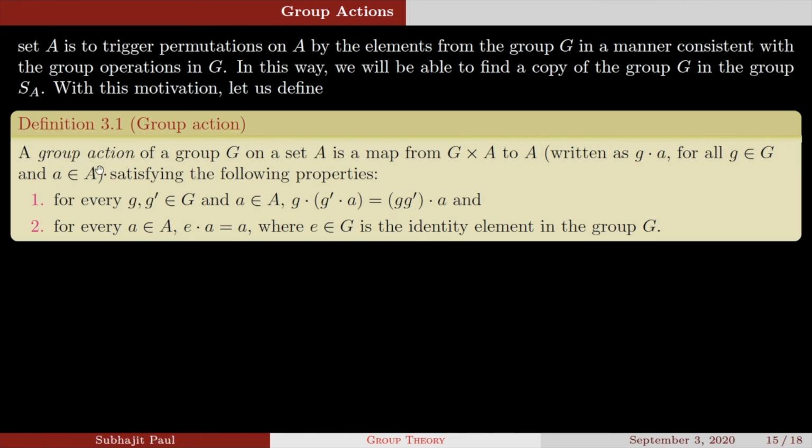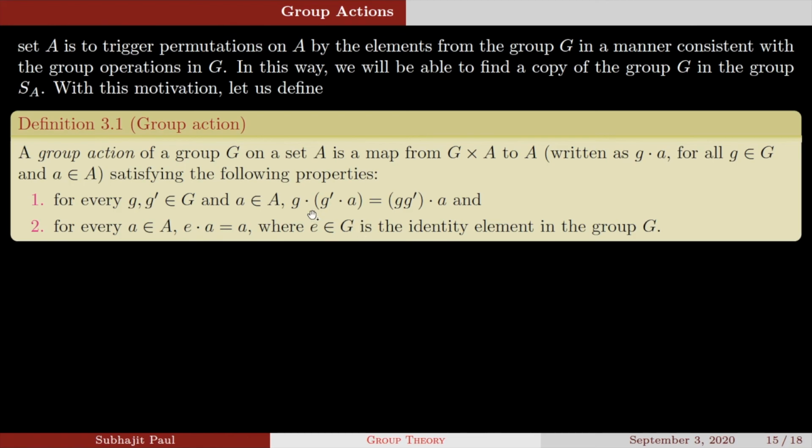Okay, so a group action of a group G on a set A is a map from G cross A to A, written as g dot a for all elements g from capital G and element small a from capital A, satisfying the following properties. What are the properties? The associativity property. For every g and g dash in G and small a in A, (g times g dash) dot a is g dot (g dash dot a).